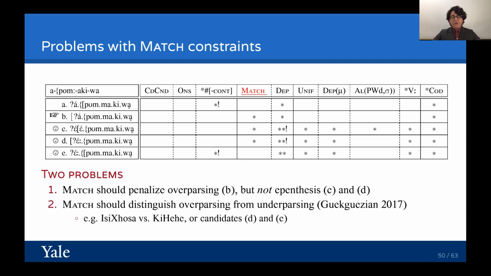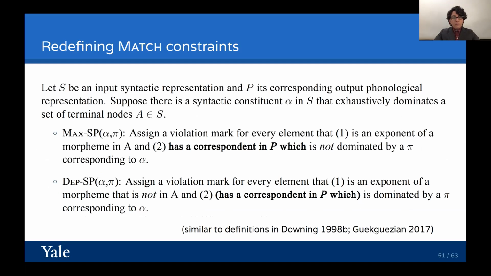Okay. So this is pointing out two problems with the match constraints. One is that we do need to penalize over-parsing, as in the case of B, but we don't want to penalize epenthesis, as in the cases of C or D. And there's a second point, which has already been pointed out by Peter Guekguezian, which is that match really needs to distinguish between over-parsing and under-parsing so that we can get the difference between those two languages at the beginning of the talk.